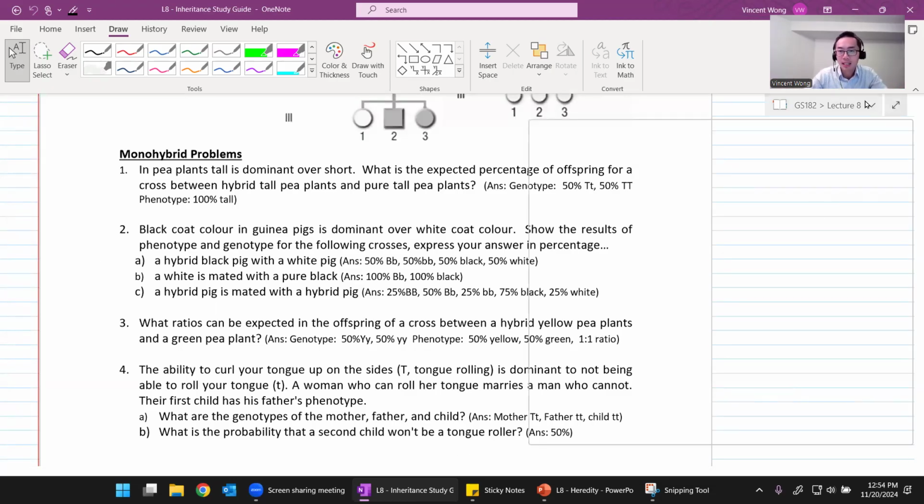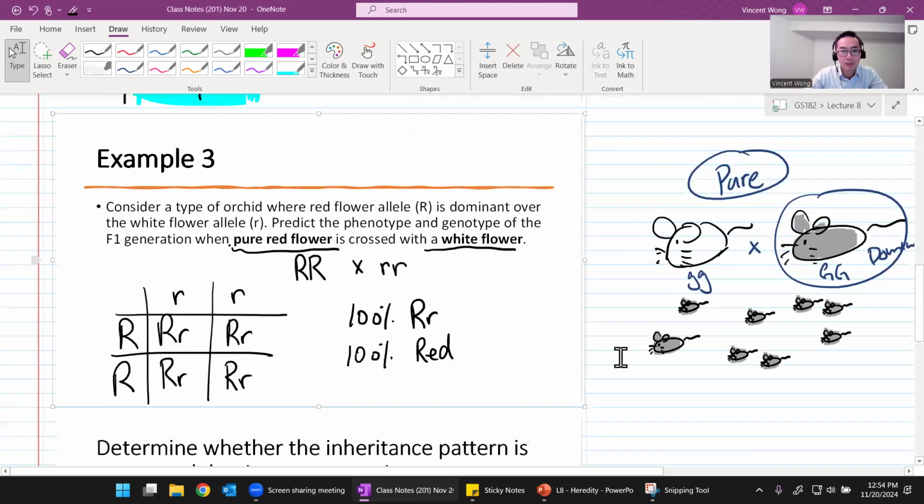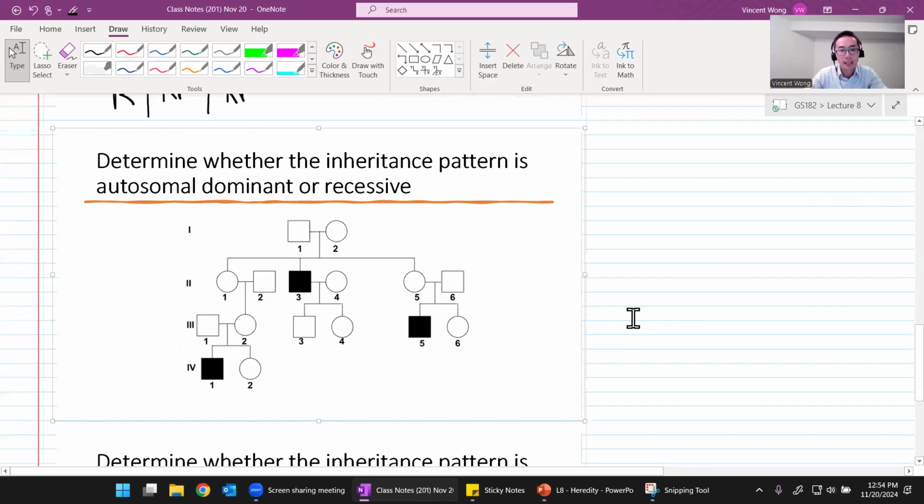All right. Okay. We have more things to learn now. This here is a family tree and it's called a pedigree. Pedigree.